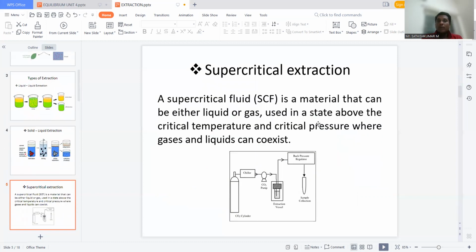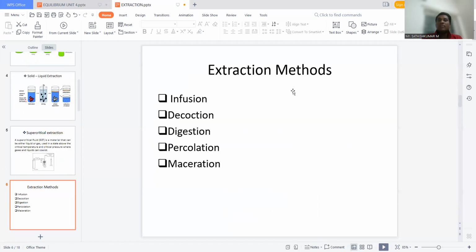A supercritical fluid is a material that can be either liquid or gas, used in a state above the critical temperature and the critical pressure, where gases and liquids can coexist. The different types of extraction methods are: infusions, decoctions, digestions, percolation, and macerations.